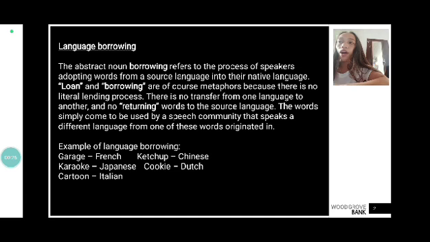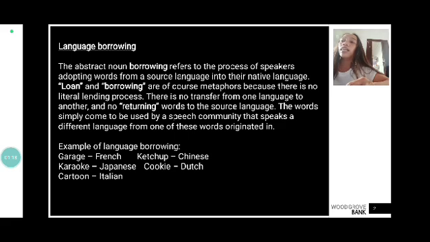The abstract noun borrowing refers to the process of speakers adopting words from a source language into their native language. Loan and borrowing are, of course, metaphors because there is no literal lending, no transfer from one language to another, and no returning of words to the source language. The words simply came to be used by a speech community that speaks a different language. In other words, language borrowing is a process wherein a word from one language, or from the source language, is adopted by another language's users, who will utilize it as their own.